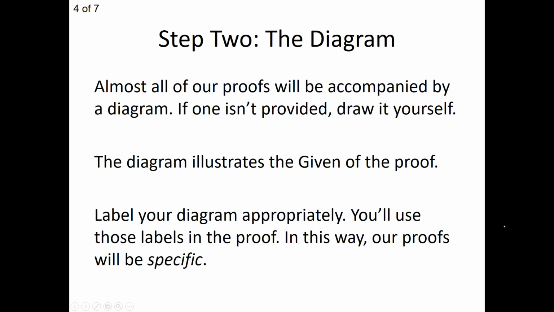Now, of course, we want to draw a diagram. So if we use our illustration again of vertical angles, what I need to do is then produce a diagram of vertical angles. Now, I will be labeling that diagram so that I can name the pair of vertical angles that I am going to prove. Again, not all proofs will require a diagram, but most will.